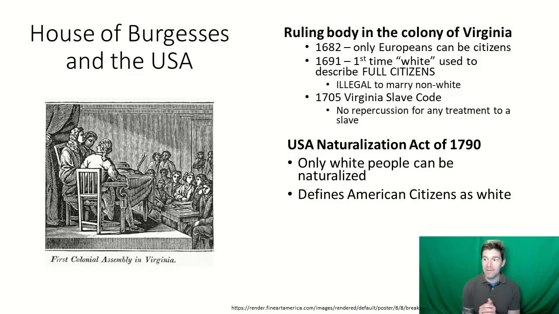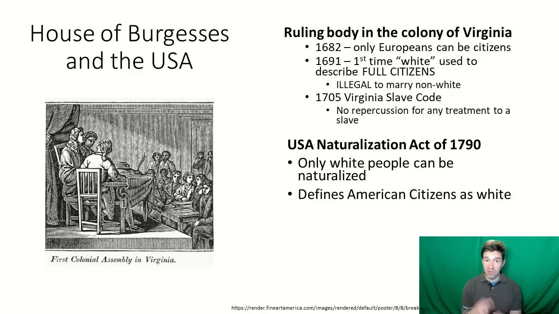In 1705, the Virginia Slave Code basically was the birth of our chattel slave system, this idea that people are actually no better than property, and it doesn't matter what you do to them. There's no law that restricts you. You can do whatever you want, which is horrendous, right?